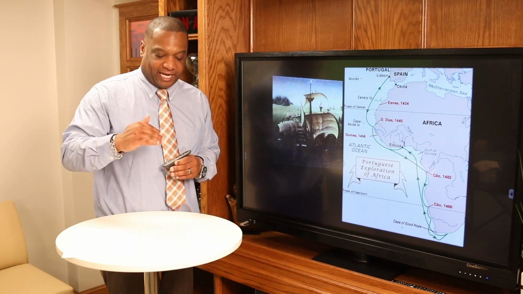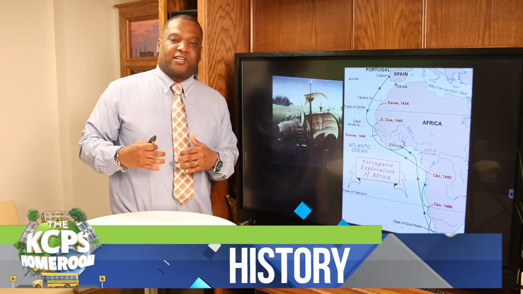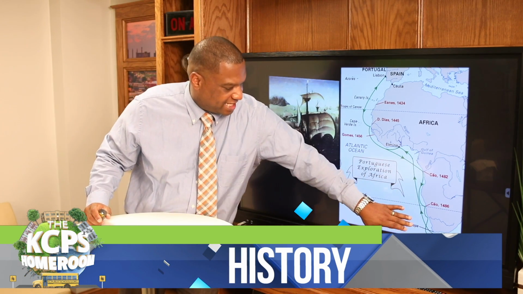So we have these different forts. They're setting up these trading ports. So along these forts, they started trading for gold and slaves. So along this coast, you have to understand that this basically set up the Portuguese Empire.